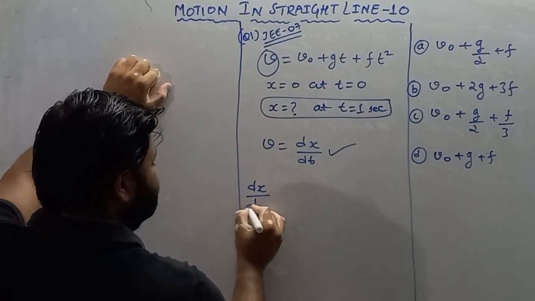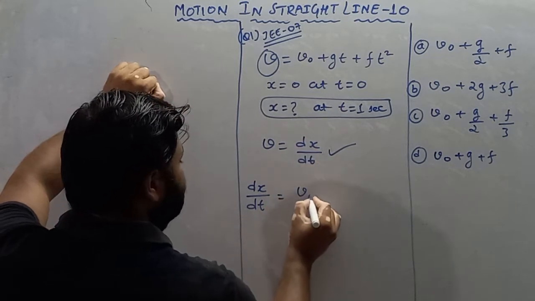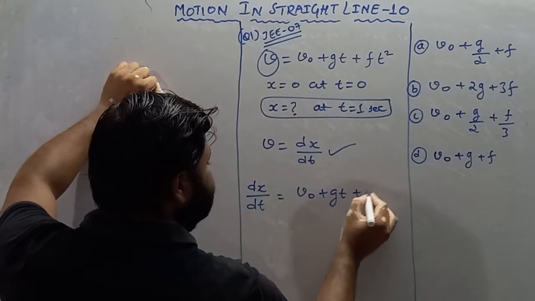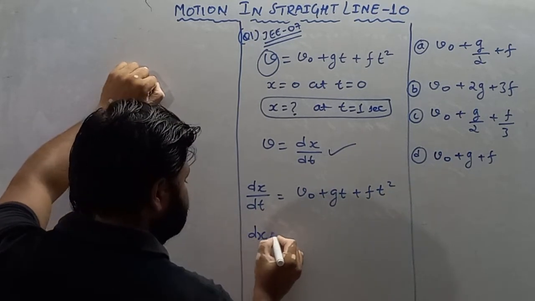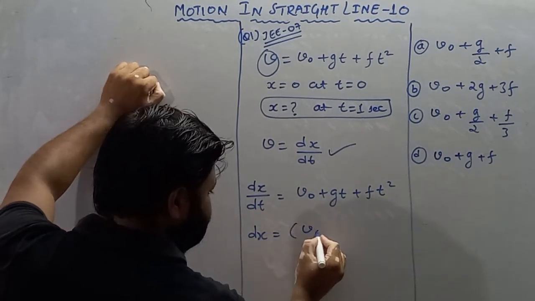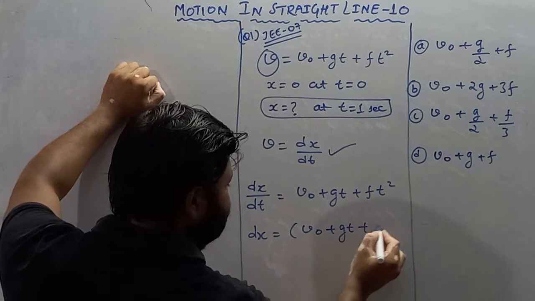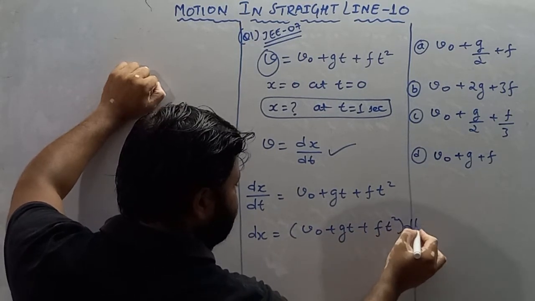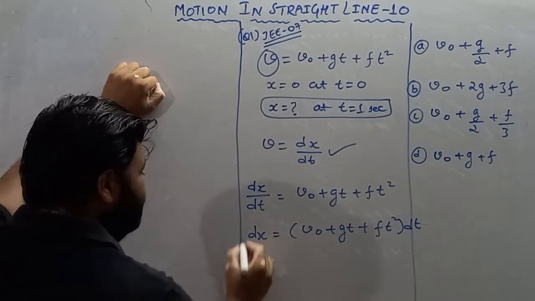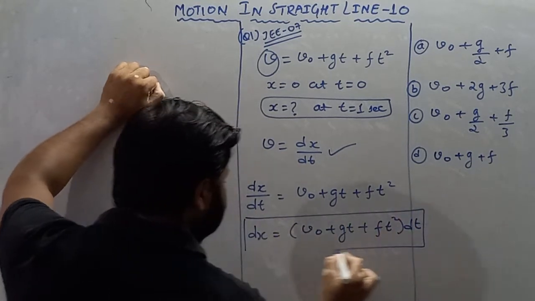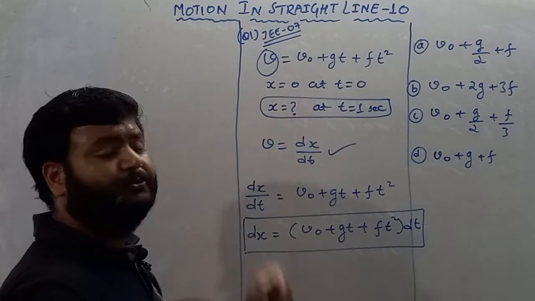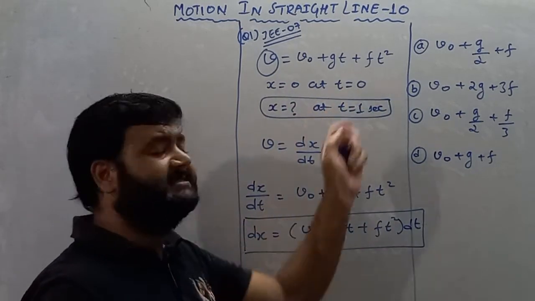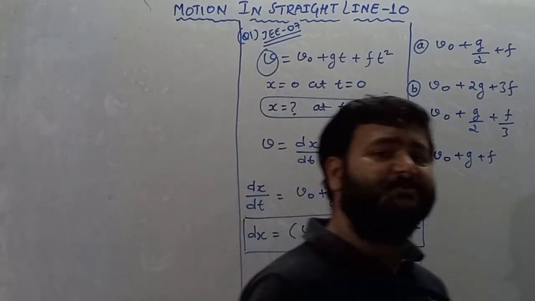So dx by dt equals V naught plus gt plus ft square. Now dt will go to this side. So dx equals V naught plus gt plus ft square, into dt. Now what do we have to do? This is a small displacement. We have to find the net displacement from x equals 0 to x, from t equals 0 second to t equals 1 second.